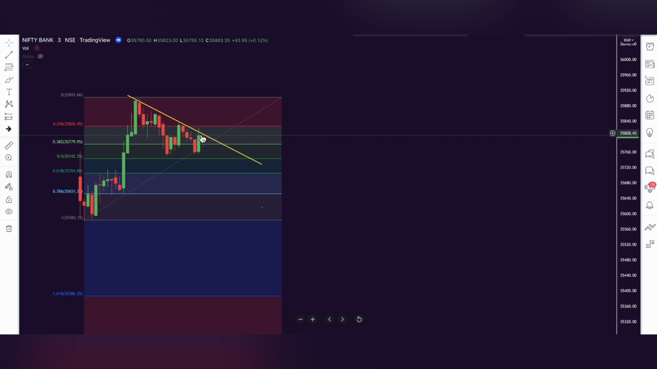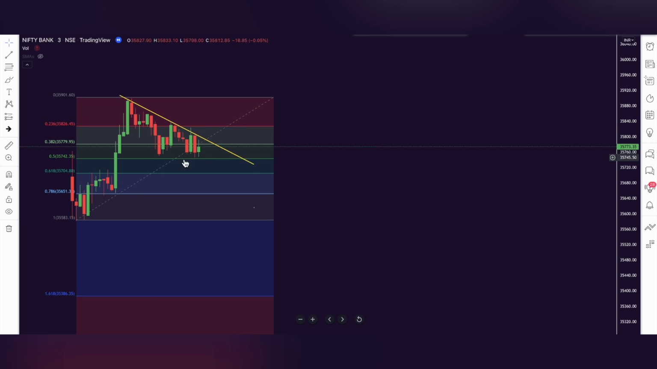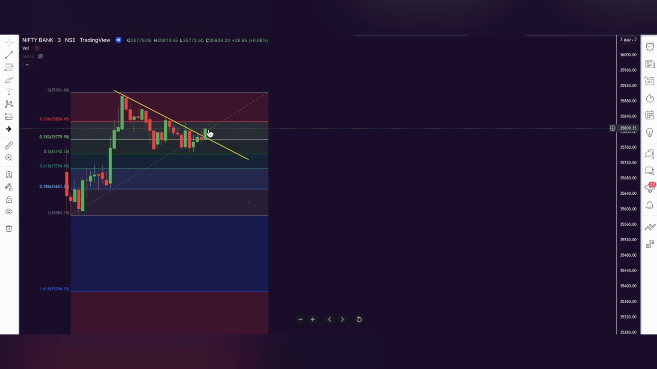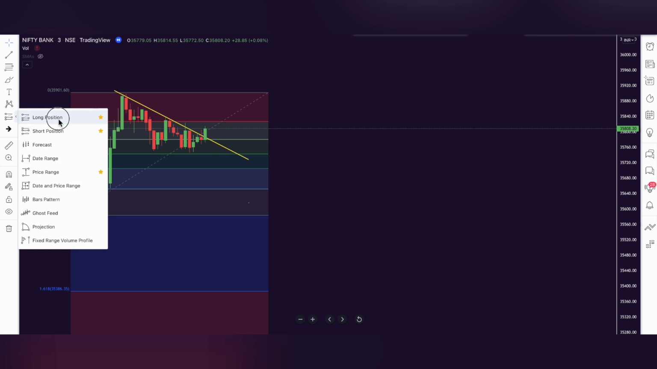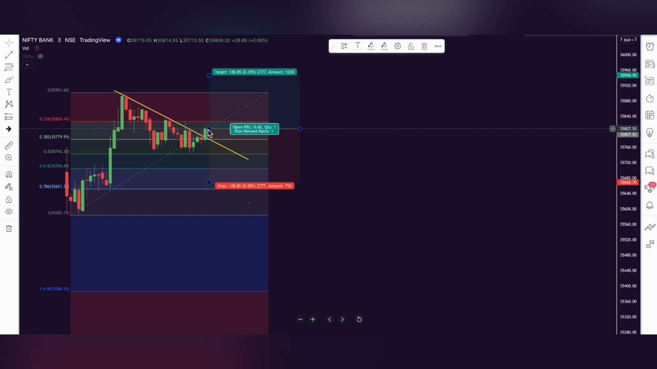Traders, if you see this candle, it went up, but the market started rejecting here. So this is a very valid trend line. The market is respecting this level. The stock is again taking support at the 0.5 level. Now traders, you can see this candle broke the trend line and it has closed above the 0.38 level. So I would prefer to go long in the stock.